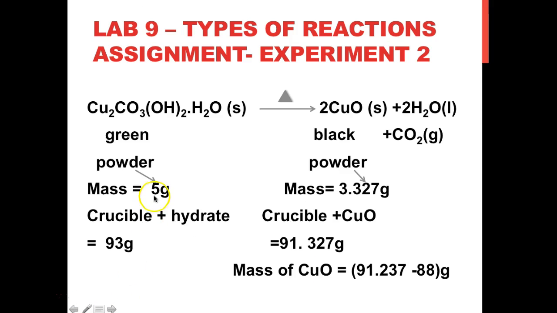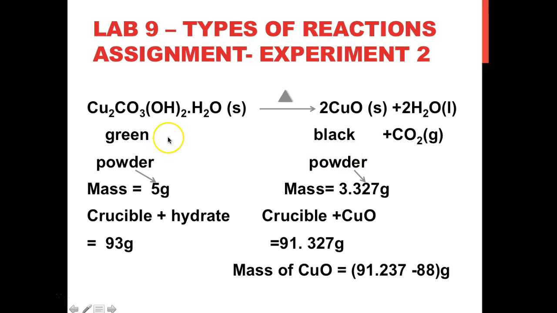The second experiment is the copper 1 carbonate hydroxide hydrate. So this is like a green powdery or crystalline substance, and you will heat it up. The triangle is a symbol for heat, and you can see that there are 2 molecules of water coming out as well as 1 molecule of carbon dioxide. What's left behind is the 2 molecules of copper 2 oxide, which is a black powder.